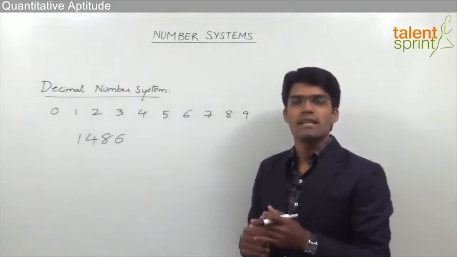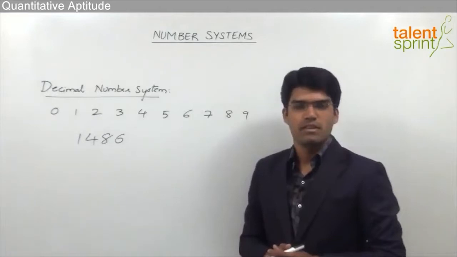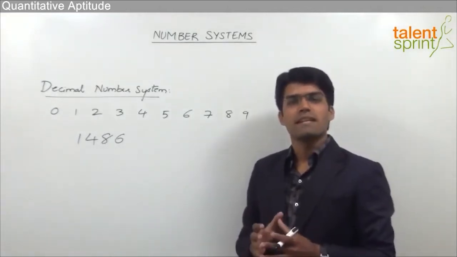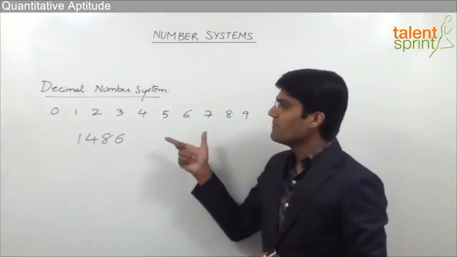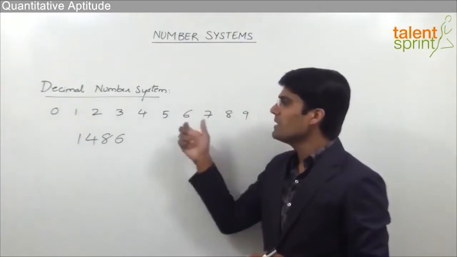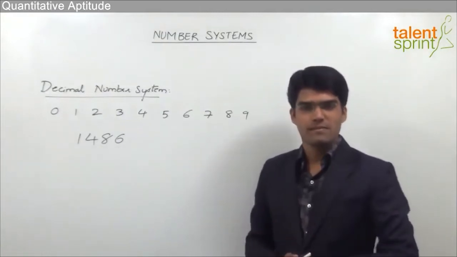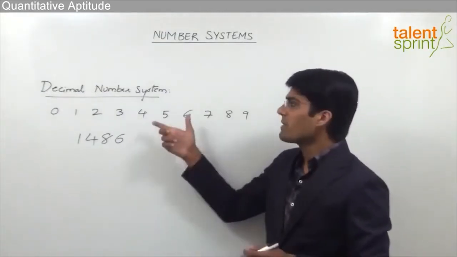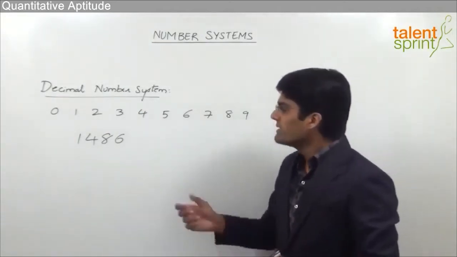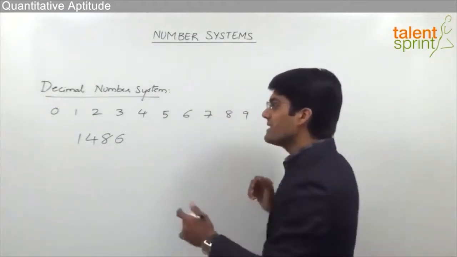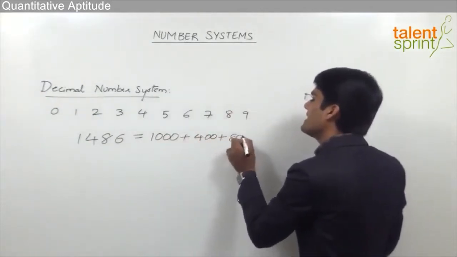Of these, 0 to 9 are the first 10 digits, and then A, B, C, D, E, F are the remaining 6 symbols. Now in all these number systems, the numbers that are made are only a combination of the digits present in that system. So whatever numbers we make in decimal number system should always be a combination of these 10 digits. We cannot have anything other than these 10 digits. Now, as I have already mentioned, the base of decimal number system is 10 because we use 10 different symbols here. So this number 1486 can be represented as 1000 plus 400 plus 80 plus 6.